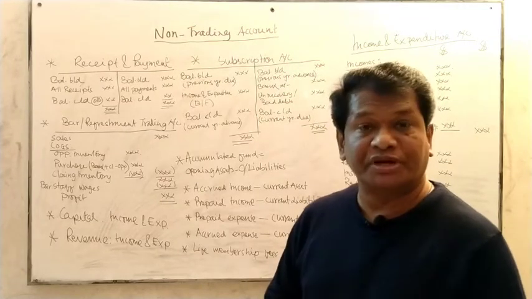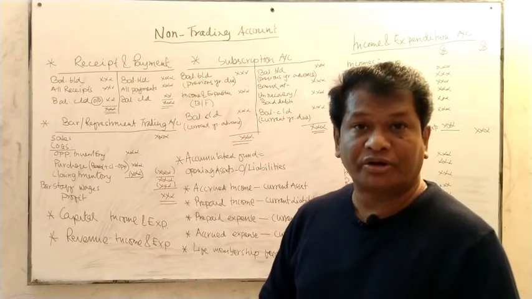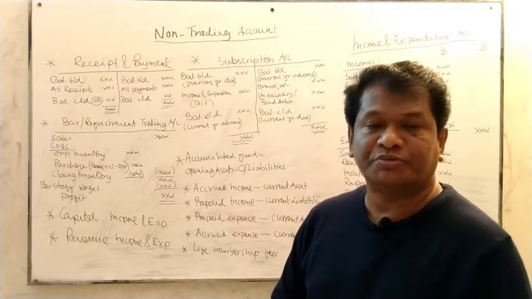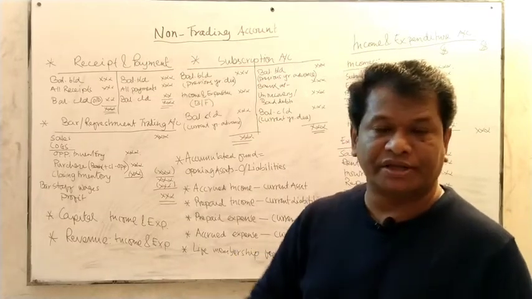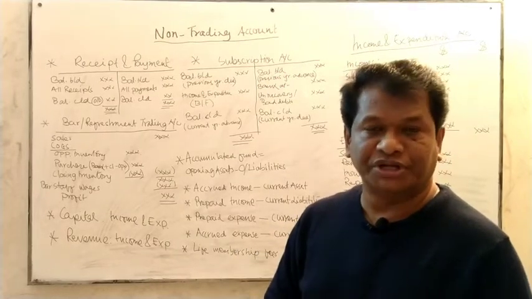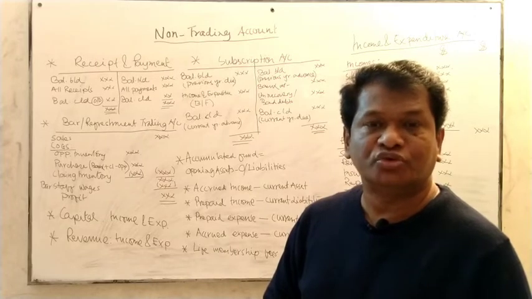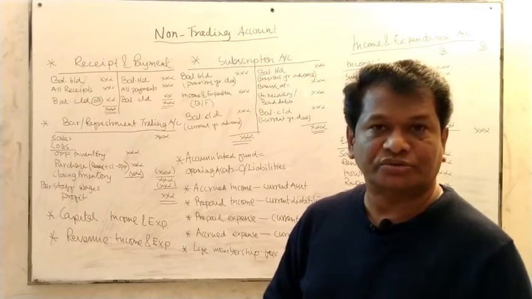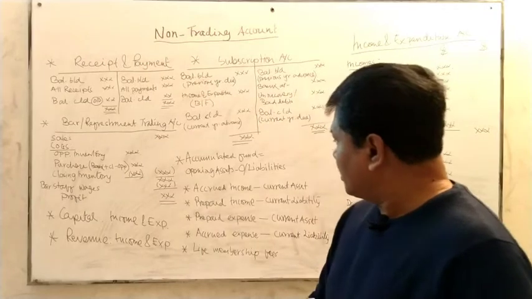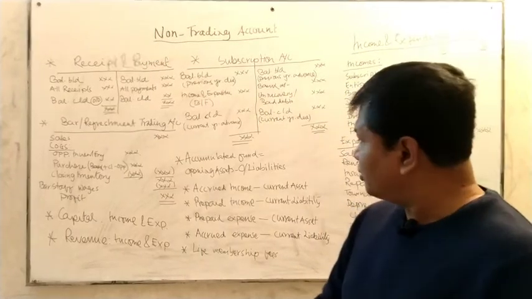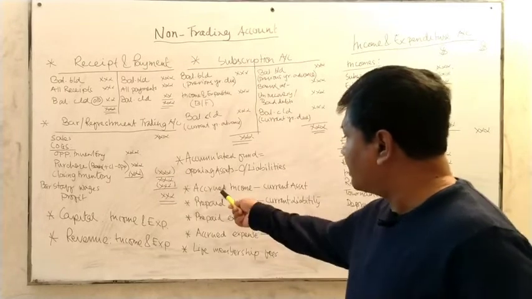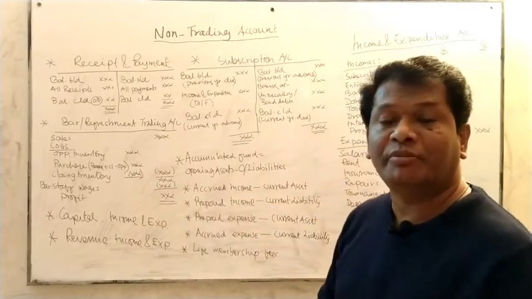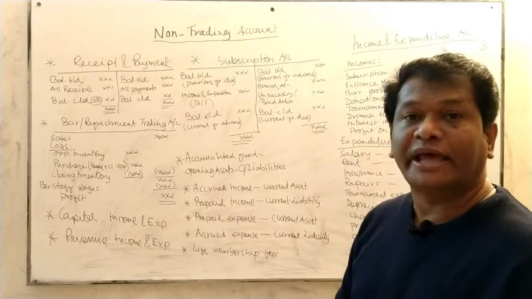Now revenue expenditure is a very important part of the non-trading concern. Revenue expenditure is expenditure incurred by the business for less than one year. This expenditure goes to the income and expenditure account. Now there are some other elements you have to consider, like accrued income. Accrued income is income that is still outstanding.